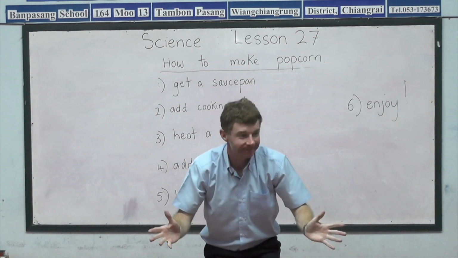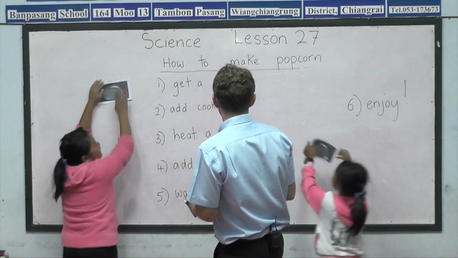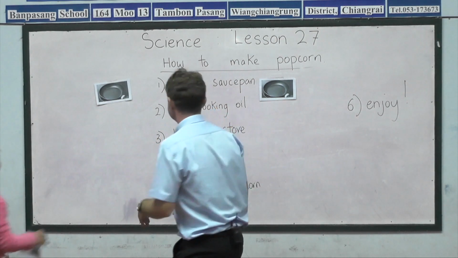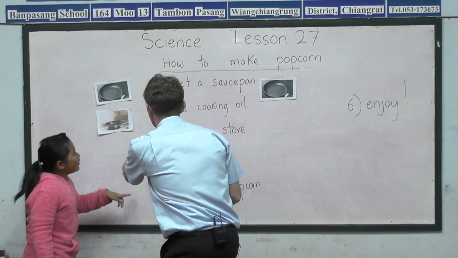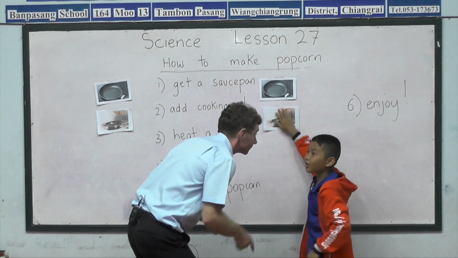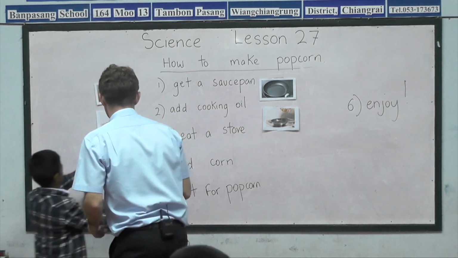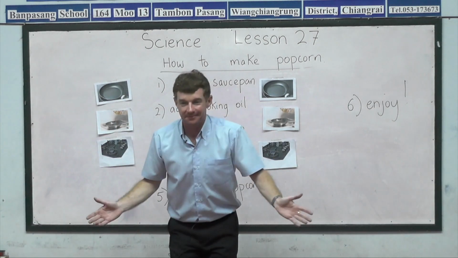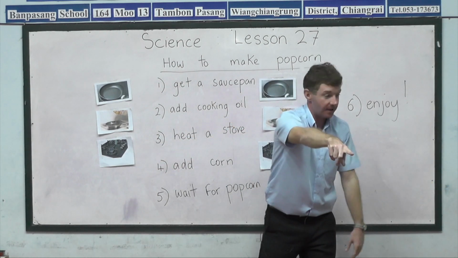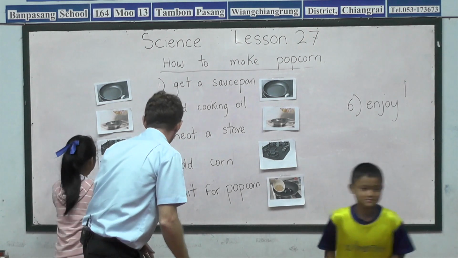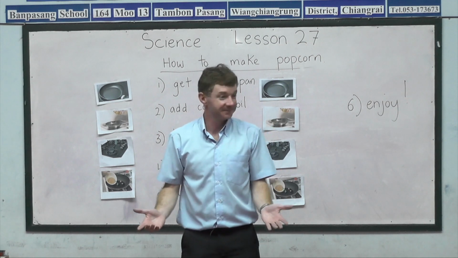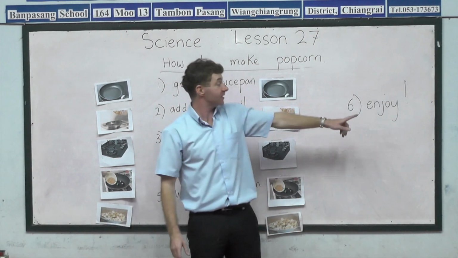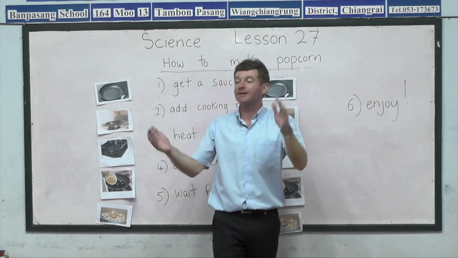10, 9, 8, 7, 6, 5, 4, 3, 2, 1. Get a saucepan. Oil. Okay. Cooking oil. Okay. Heat a stove. You have to wait. Sit down first. Sit down. Okay. Add corn. Wait for popcorn. Okay. And step number six. Enjoy. Excellent. Everyone, round of applause.